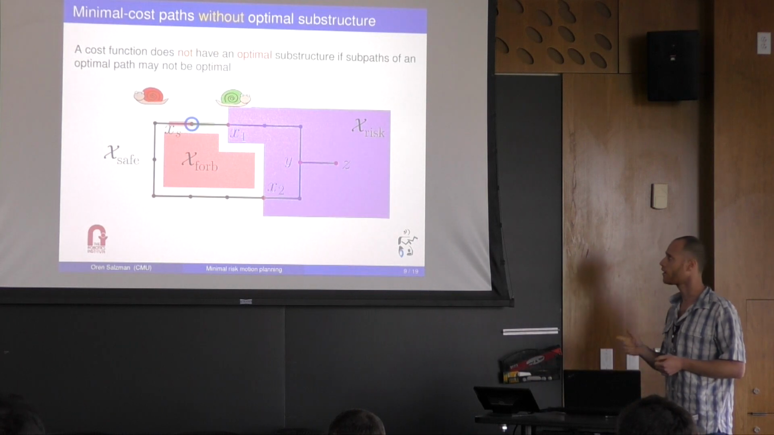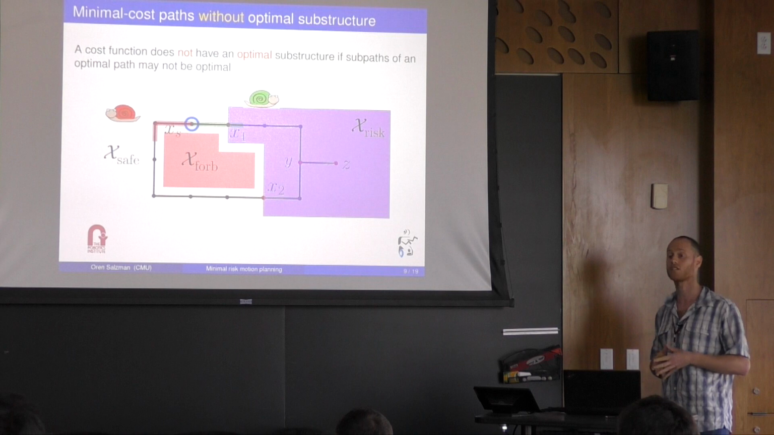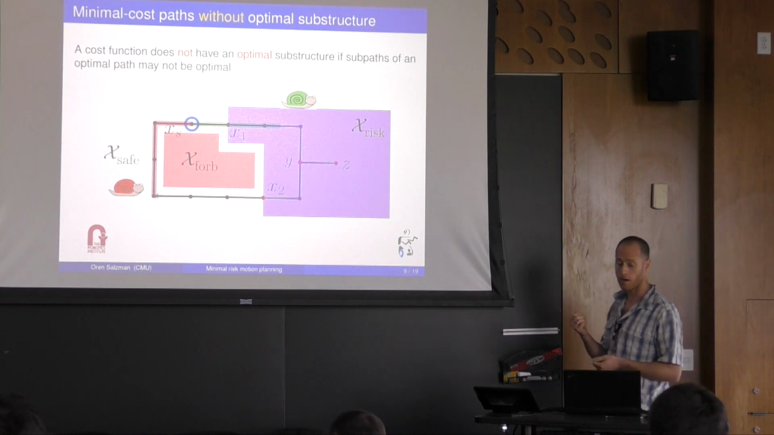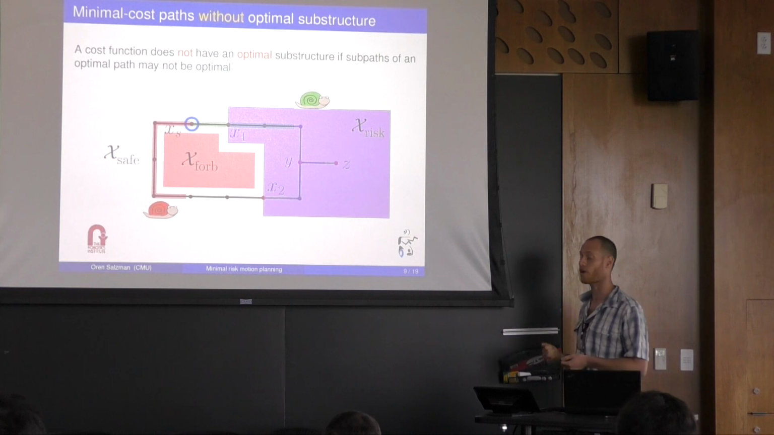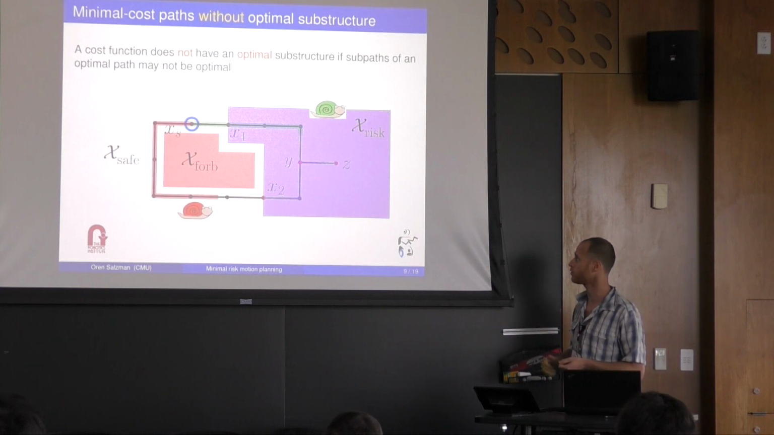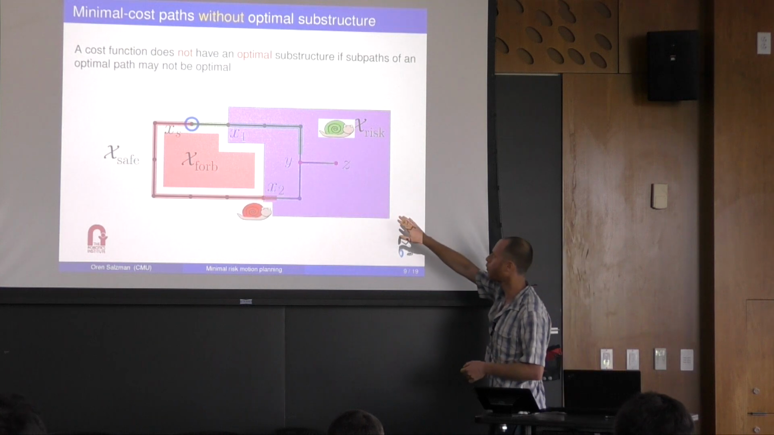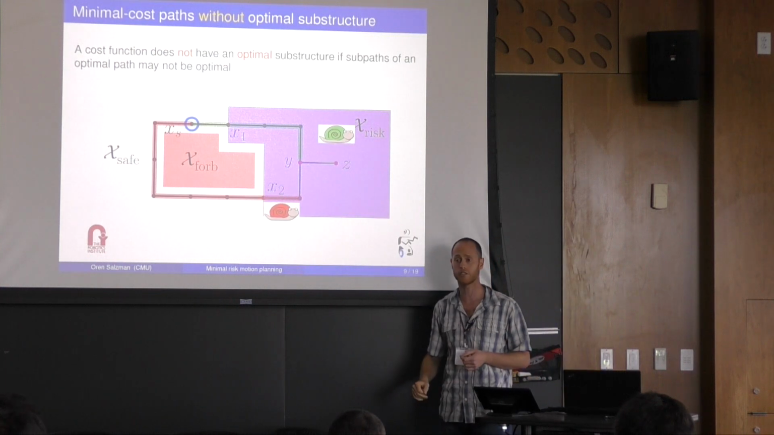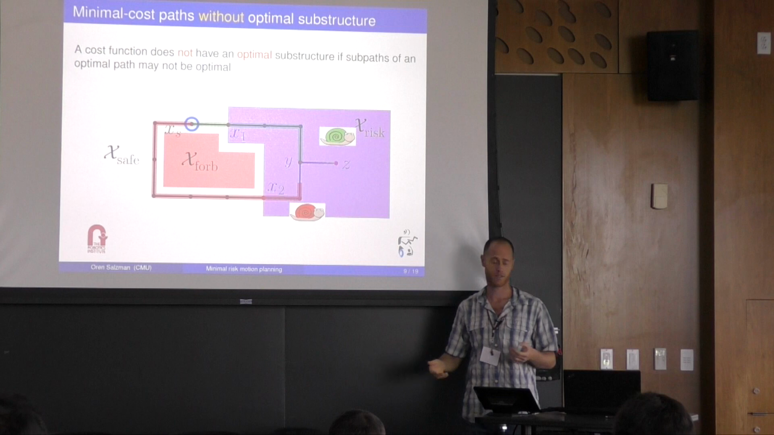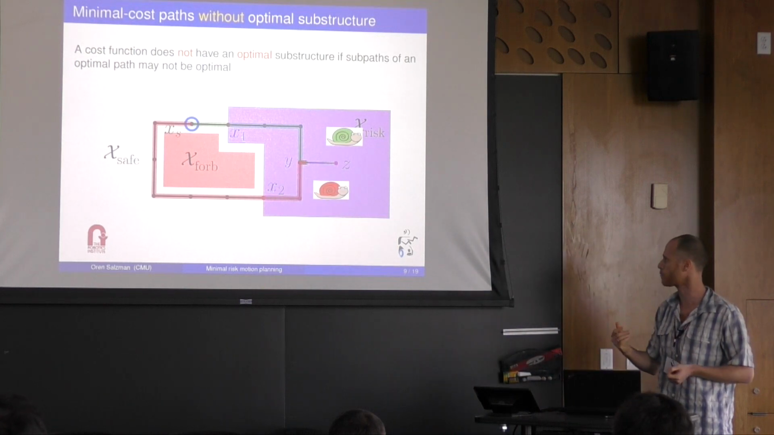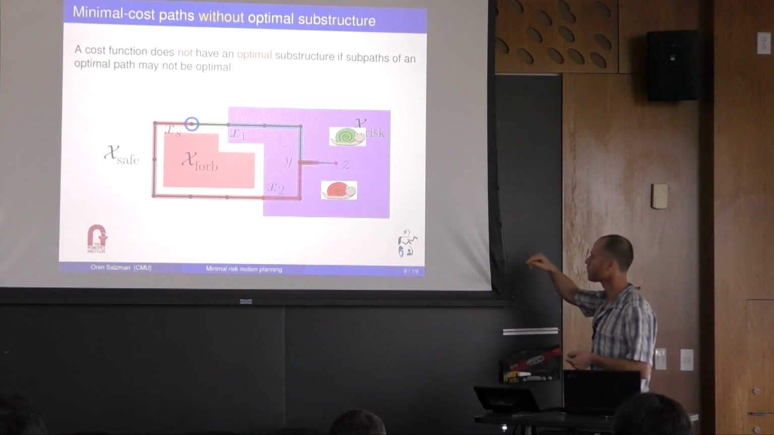However, in our case, we have a cost function that does not have an optimal substructure. Namely, subpaths of optimal paths may not be optimal. So let's look at this cartoon depiction. Assume that when a snail enters the risk region, it starts to slow down. For the sake of the example, it accumulates muck on its foot and it slows down. Now, it'll restart in a second.